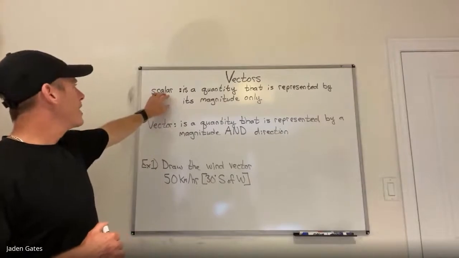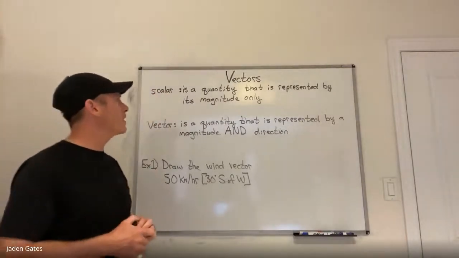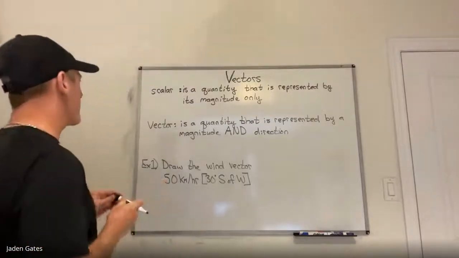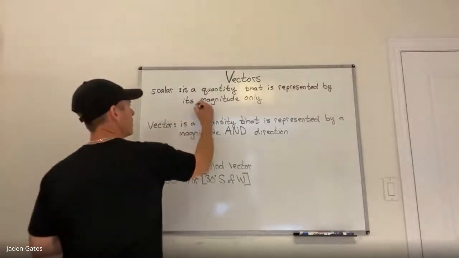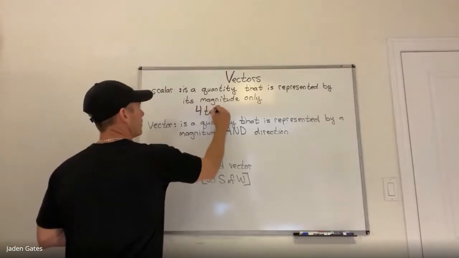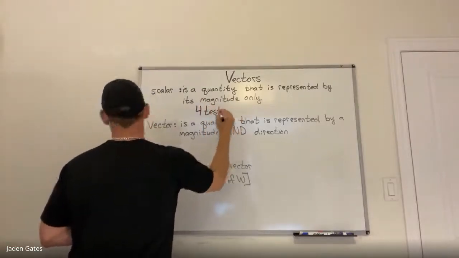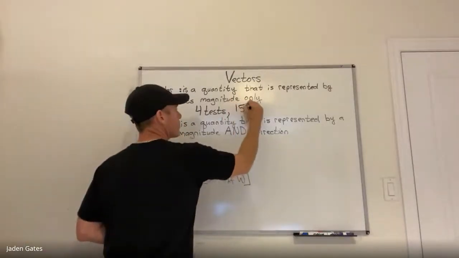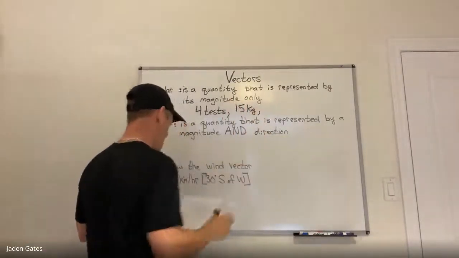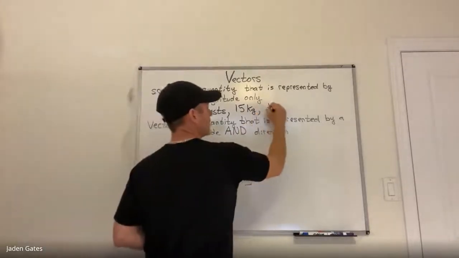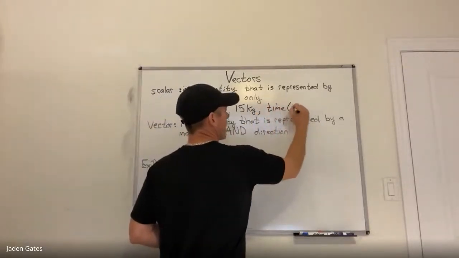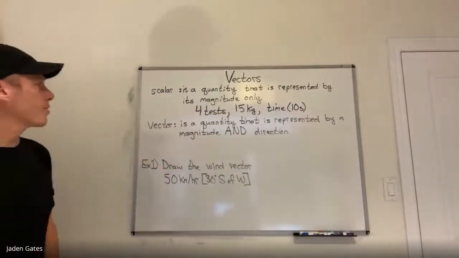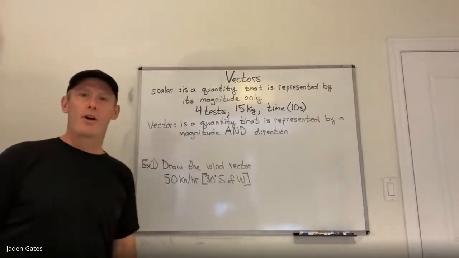more extensive. So a scalar, again, is a quantity that is represented by its magnitude only. So you have something like 4 tests. Or let's see here, what else we got? Mass, where you've got 15 kilograms. What else? Time. We're looking at, say, 10 seconds. Those are all scalars. They're, again, all they're represented by is a number.